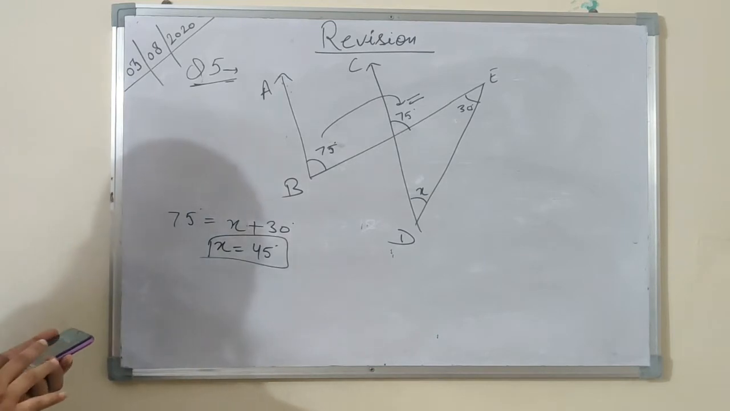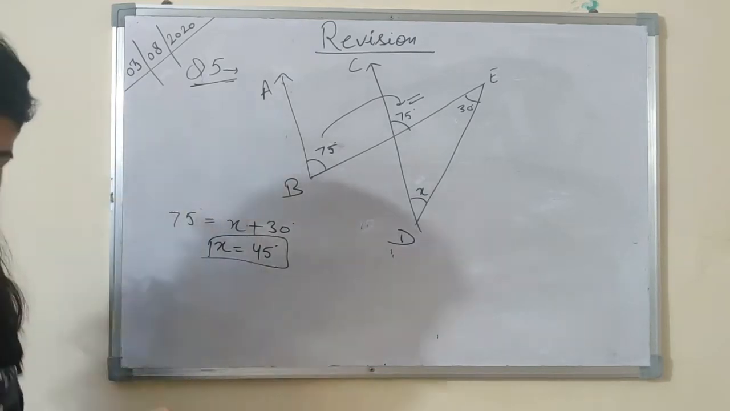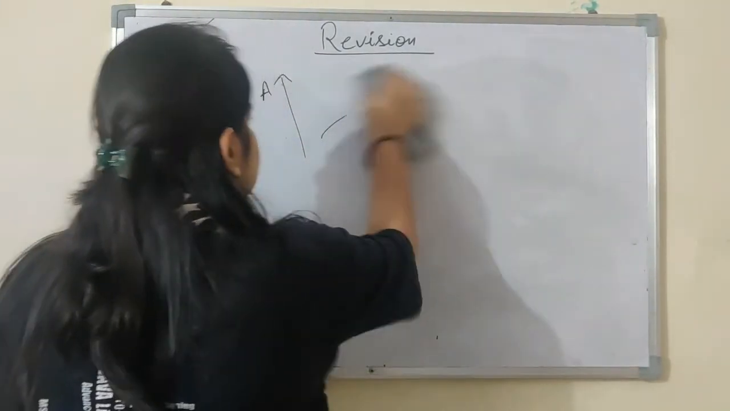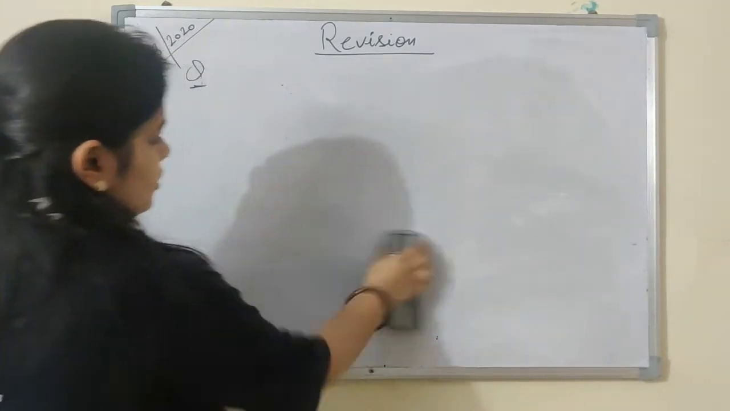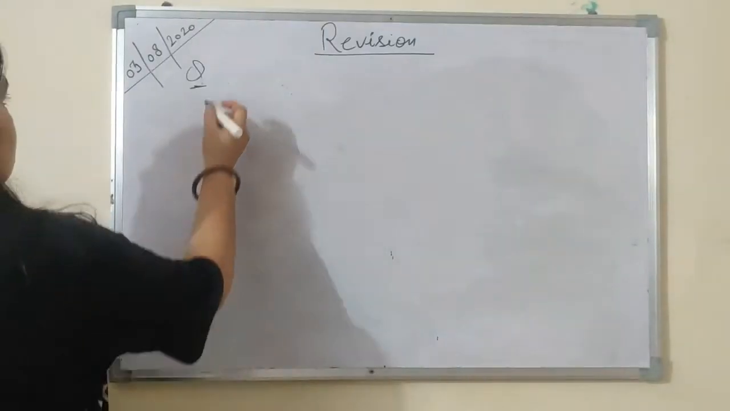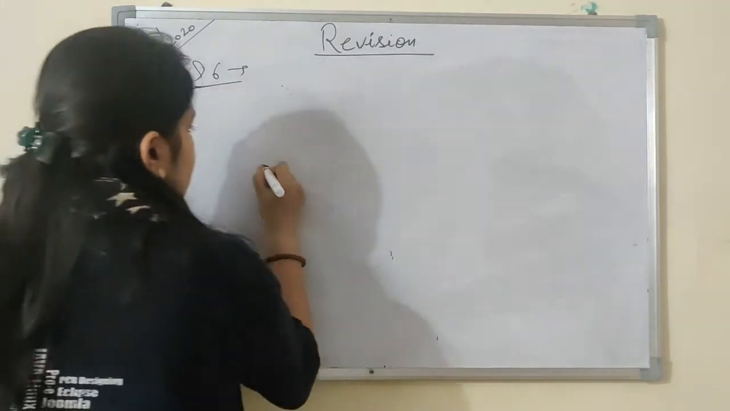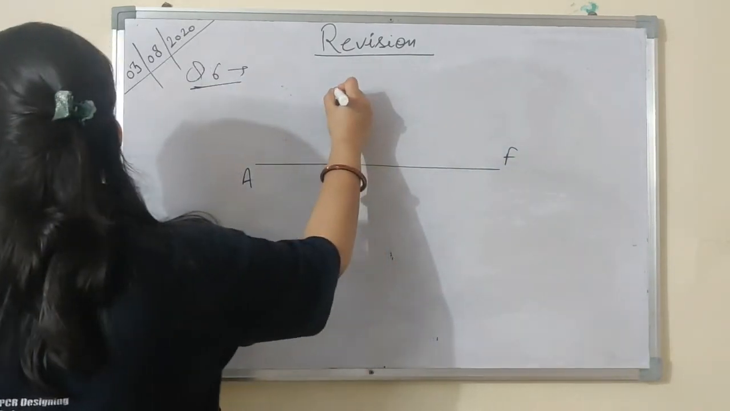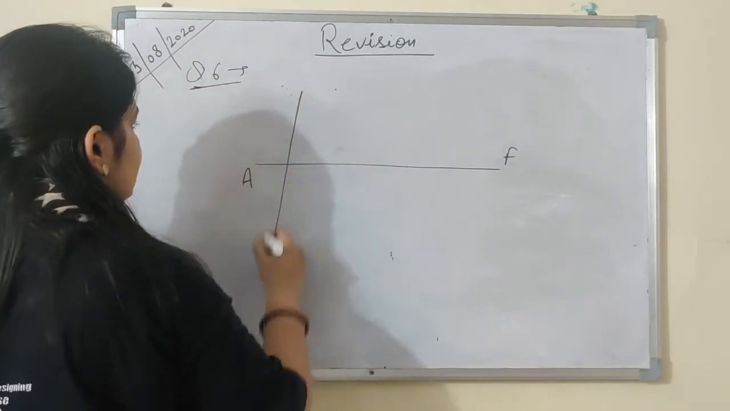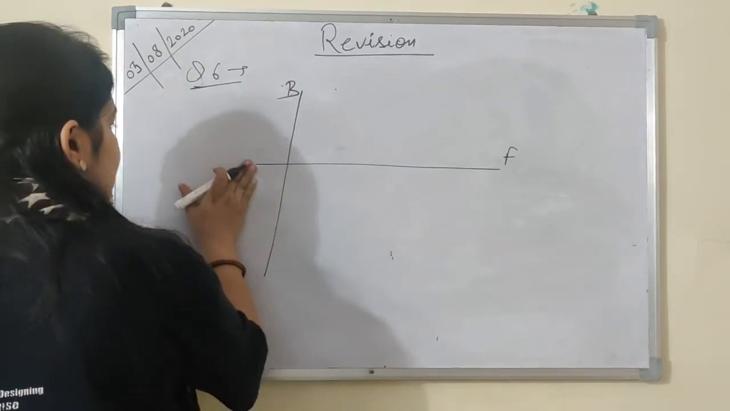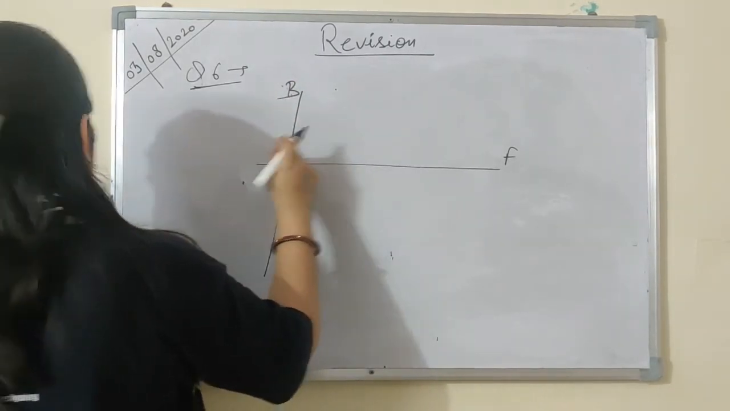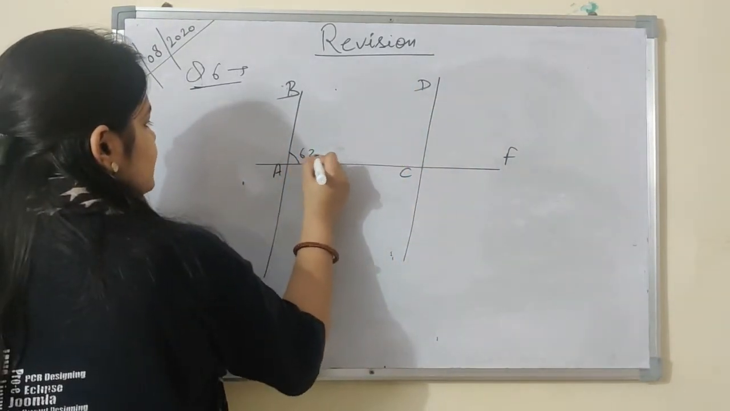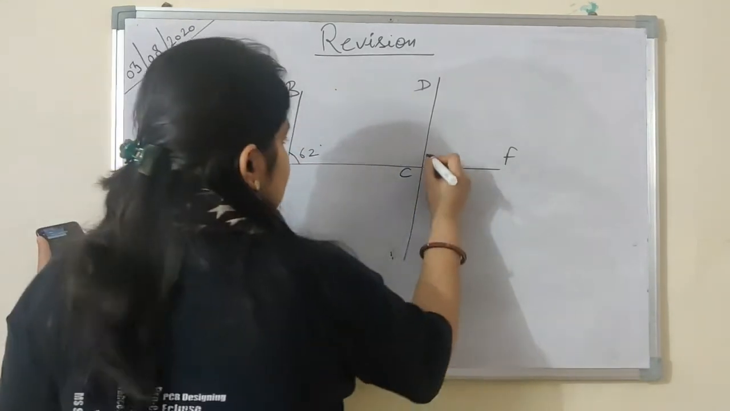Then come to question number 6. Now question number 6 is again very easy. Question number 6 is that again a line is given to us, that is AF, and again it is given to us that AB, sorry, not AF, it is given that AB is parallel to CD. Now this is given as 62 degrees. This is given as 62 degrees.